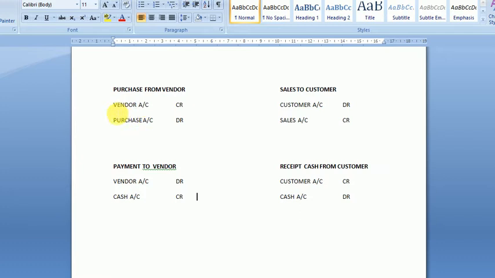So this is the journal entry that has to be passed when you purchase from a vendor. This entry should be made against the payment to the vendor, and this is the one which should be passed for a sale to a customer, and this is the receipt from the customer. So we will pass these four entries in Tally Prime.